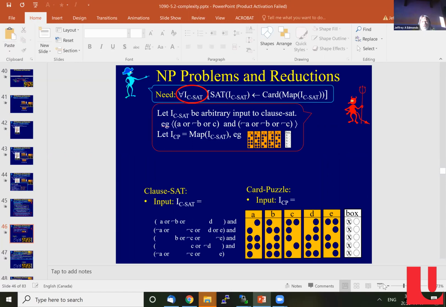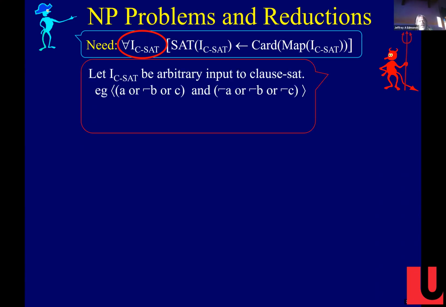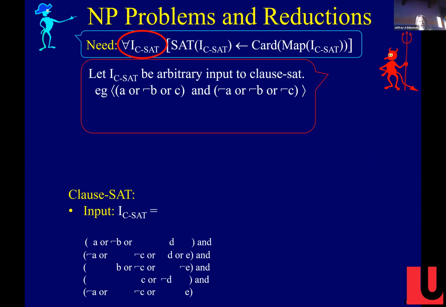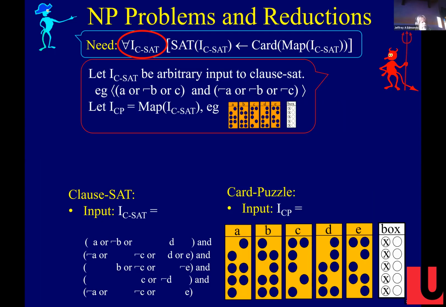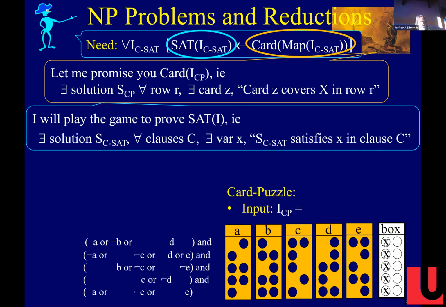Right, so let's just review the game here. We're given a bunch of clauses that we need to solve. Who gives them to us? Some adversary gives them to us. And what we do is we take those clauses and map them over to some cards. Then the oracle promises us that those cards are satisfiable, and then we have to prove that the clauses are satisfiable.